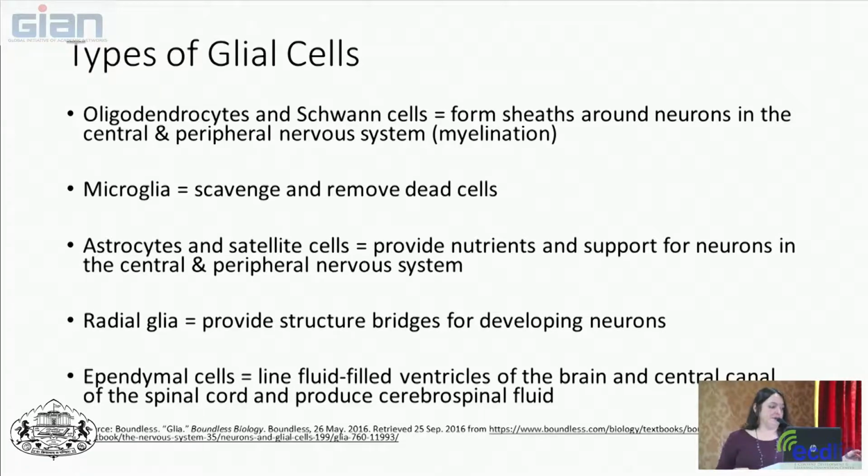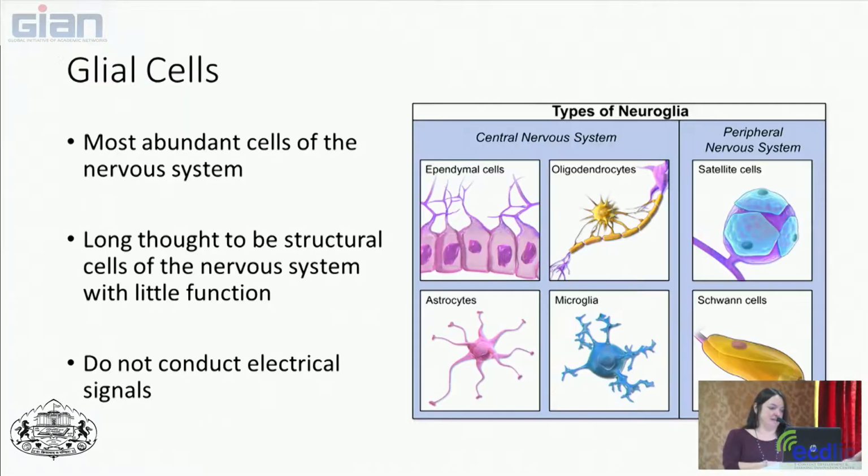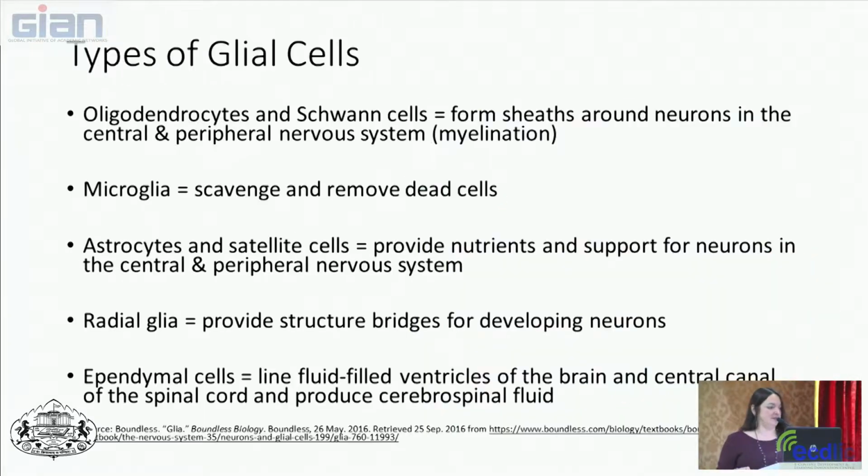The ependymal cells line the fluid-filled ventricles of the brain, and these are the cells that produce the spinal fluid that bathes the brain and keeps it in this sort of moist environment. So you can see here the ependymal cells and the astrocytes that also provide some of the structure for the neurons to develop.